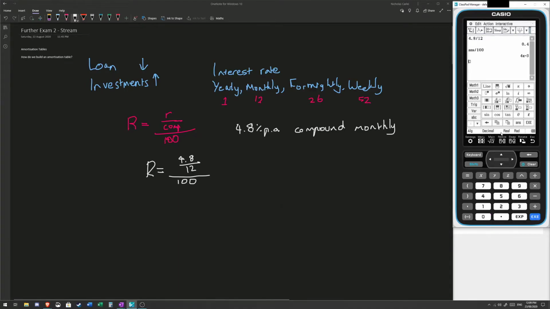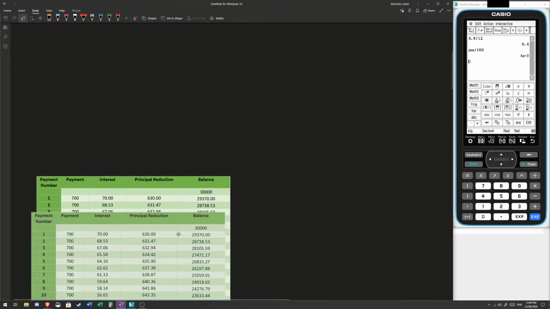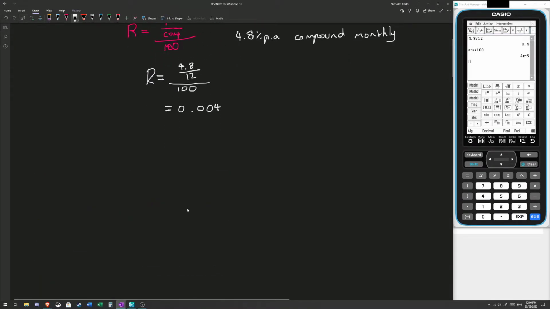Now that's basically 0.004, okay? So that's what that's saying, but we can leave it on the calculator for now. We don't really need that to be written out, but that's basically what we're multiplying our balance by to figure out the interest. Okay, so again, that might seem a bit daunting at first, but we'll write out the full amortization, and we'll do it manually first. So yeah, just remembering this formula up here.